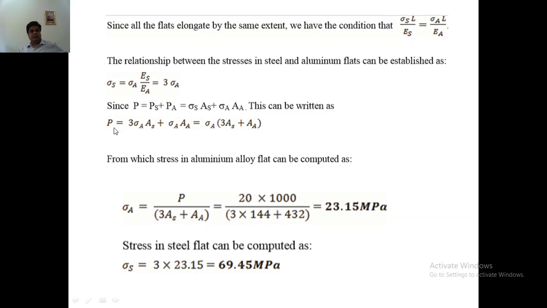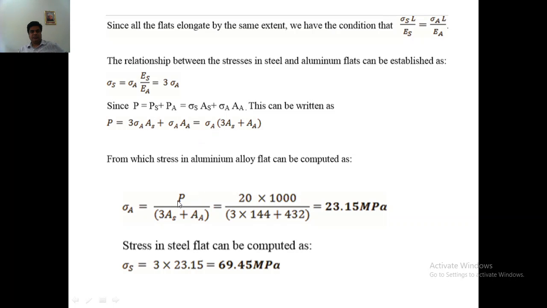Now I am expressing P in terms of sigma A. So you have only one unknown here, sigma A, and the remaining terms are all areas. So now we have the equation P is equal to sigma A times (3 AS plus AA). The P value is known, sigma A you have to calculate, and the area of the steel and the area of the aluminium are known. So you can easily find the stress in the aluminium.